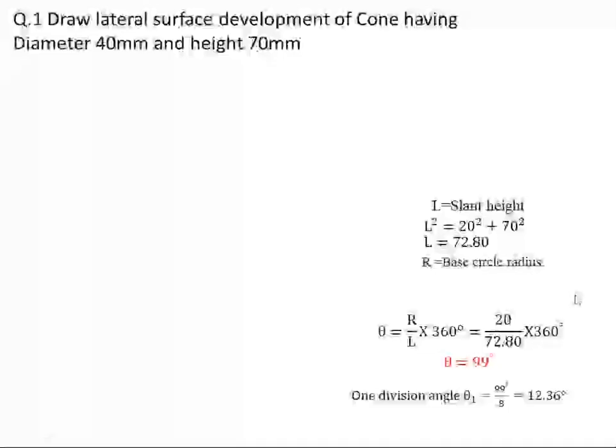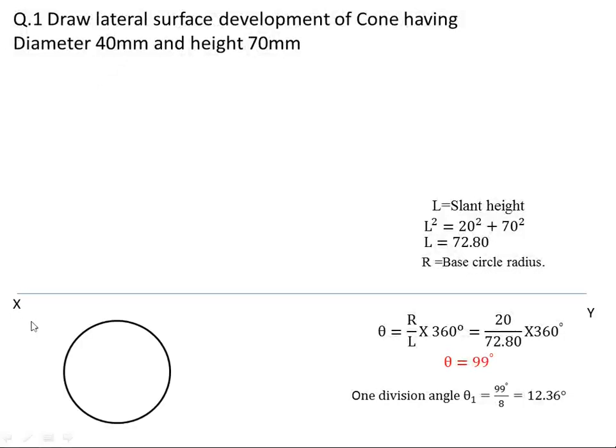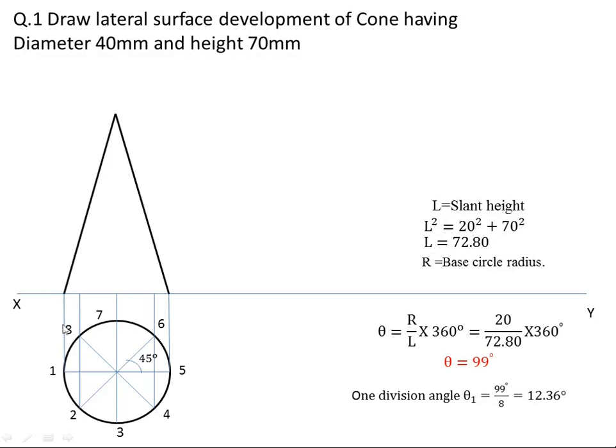Draw lateral surface development of cone having diameter 40 mm and height 70 mm. For this, first we have to draw the front view and top view of the cone. So I will draw the XY line and draw a circle of diameter 40 mm. Divide that circle into 8 equal parts. Give the naming 1, 2, 3, 4, 5, 6, 7. Next, transfer the projections of each point. The cone in top view looks like a circle, but in front view it looks like a triangle, an isosceles triangle. So I have drawn the triangle.